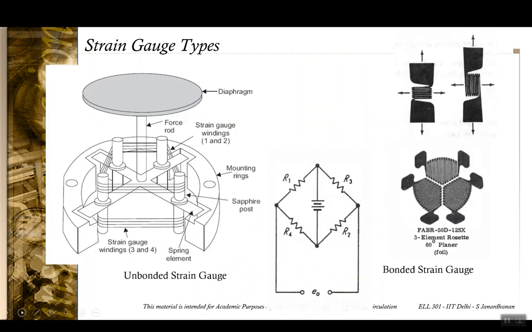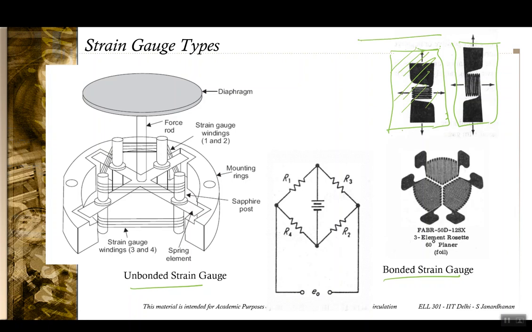Okay, so the strain gauges can be of different types. You can have an unbonded or a bonded strain gauge. In a bonded strain gauge, the entire strain gauge setup, so you have this wire whose change in resistance is to be computed, is bonded to a substrate, and this entire substrate is bonded to the object whose strain is to be measured. That is the case of a bonded strain gauge. In an unbonded strain gauge, you simply have the strain gauge wire being wound on this setup.